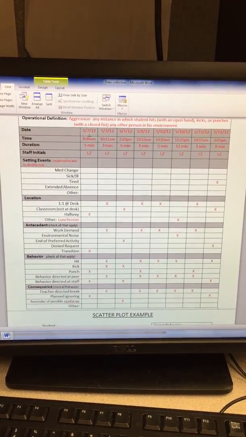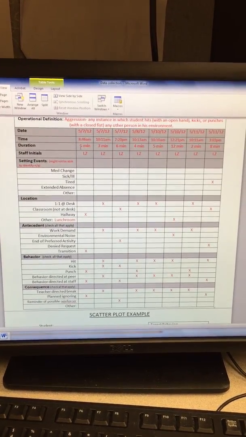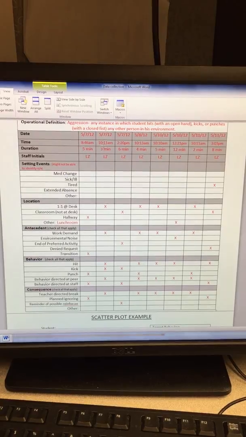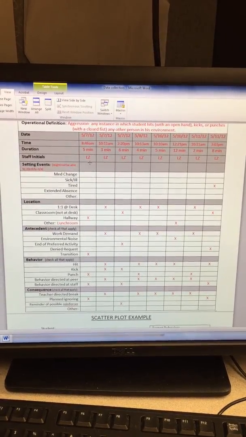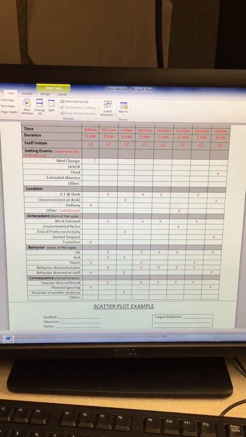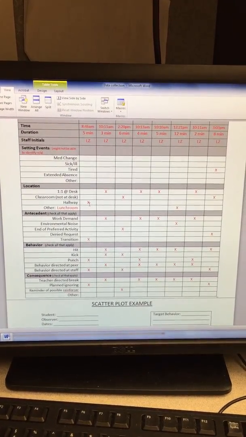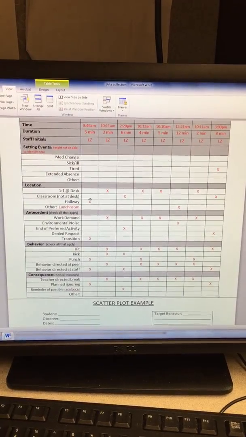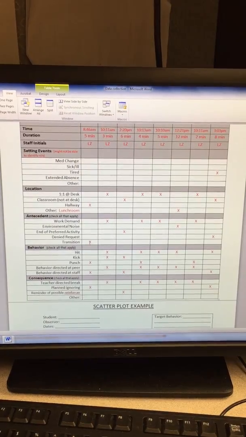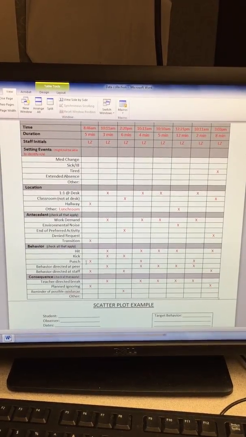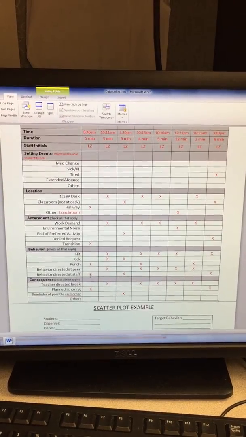So again, multiple behaviors occurred on the 7th, one at 8:46 in the morning, one at 10:11 in the morning, one at 2:20 in the morning. The duration's on there. I'm collecting the data. There were not any setting events. And then you're just going to put an X, with the corresponding location, corresponding antecedent, so whatever happened right beforehand, the behaviors. So this is a punch, and it's directed at staff.